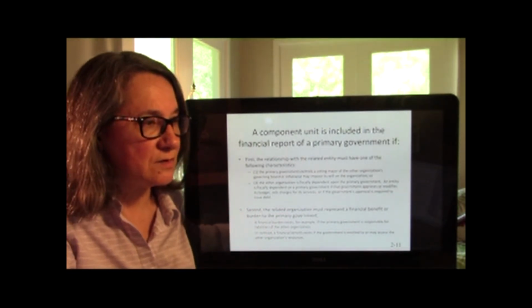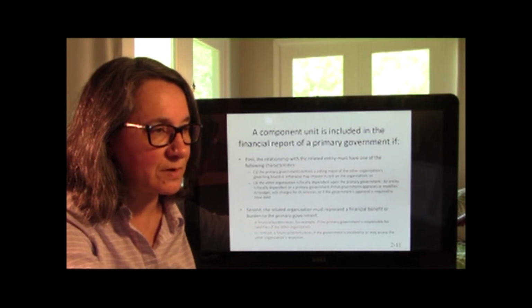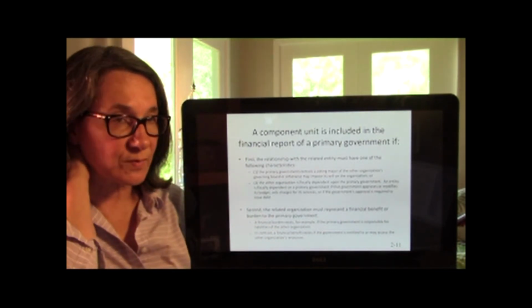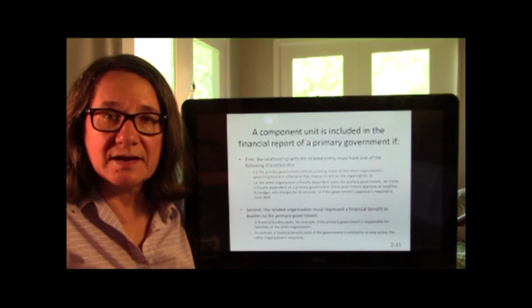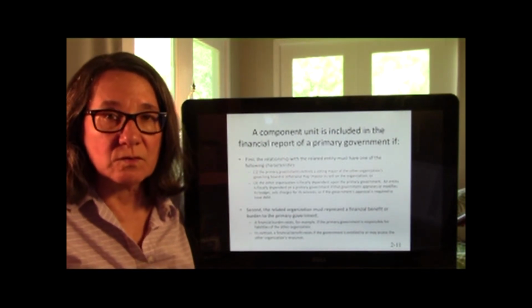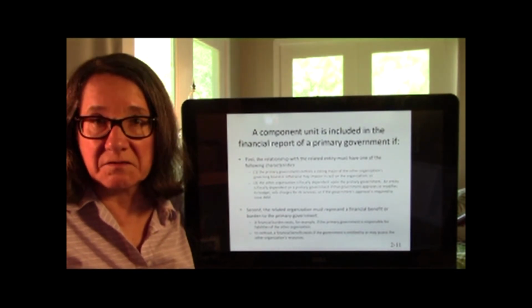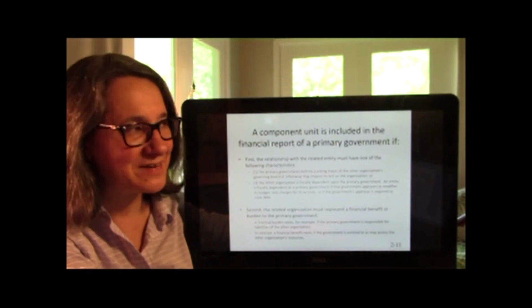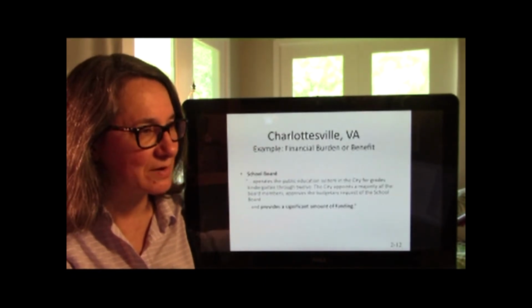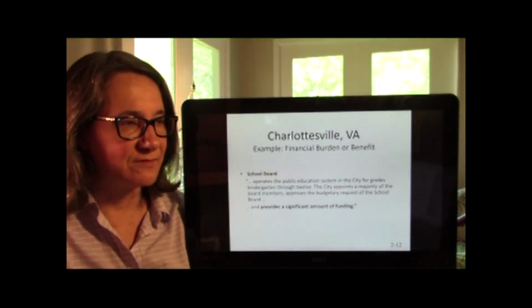Next, the related organization must represent a financial benefit or burden to the government, right? So we bring in money from grants, tuition, fees, and renting out space in dormitories. So certainly we provide benefit, but we're also a very big expense. I don't think we cover our expenses, to be honest with you. I haven't really looked that closely at our financial statements, but I'm pretty sure the state kicks in a good amount. All right, so here's an example where they're talking about financial burden or benefit.